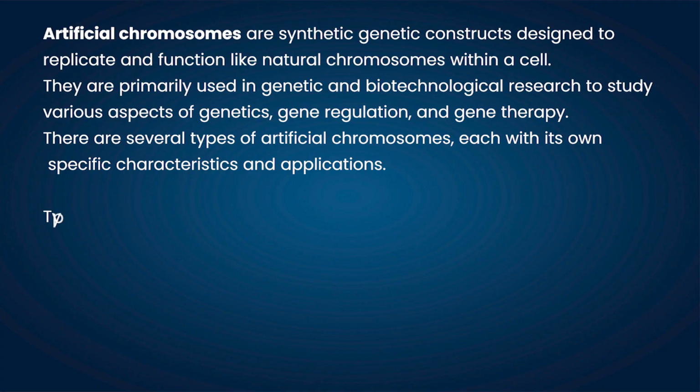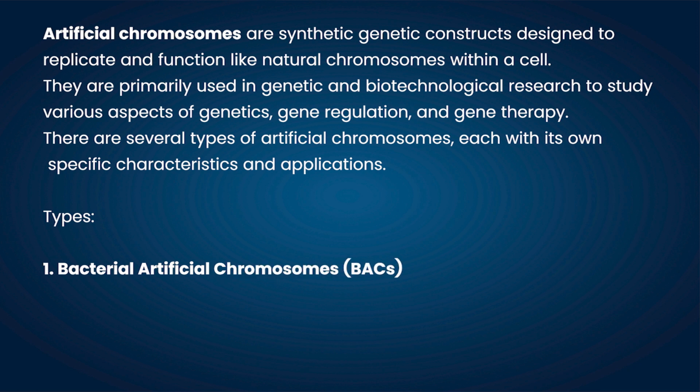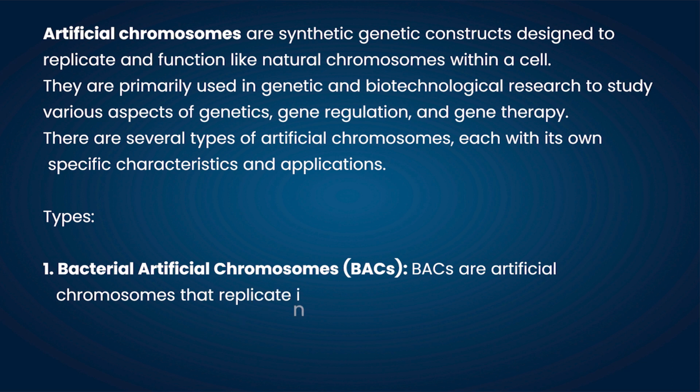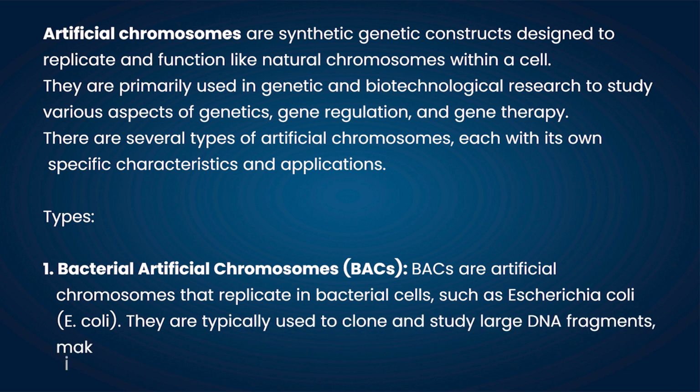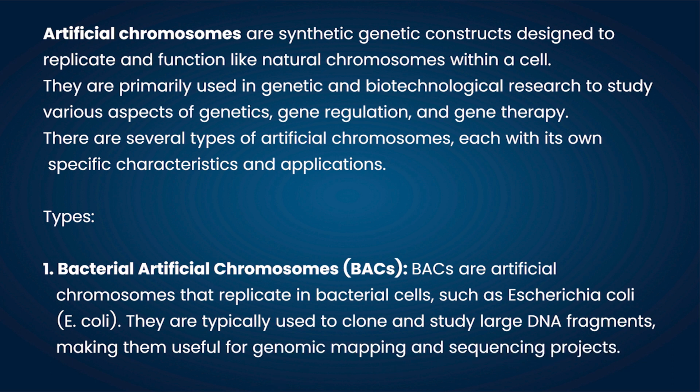Talking about the types of artificial chromosomes, the first type is bacterial artificial chromosomes or BACs. BACs are artificial chromosomes that replicate in bacterial cells such as Escherichia coli. They are typically used to clone and study large DNA fragments, making them useful for genomic mapping and sequencing projects. These are one of the earliest artificial chromosome constructs that were made.